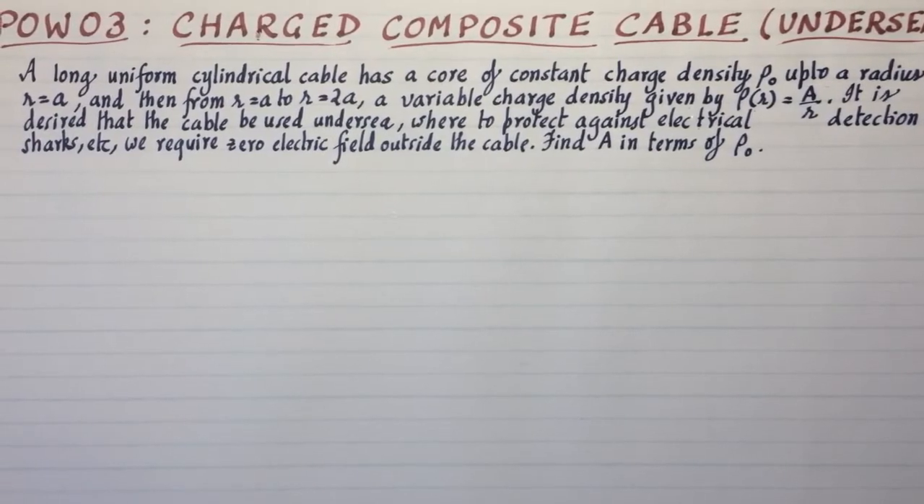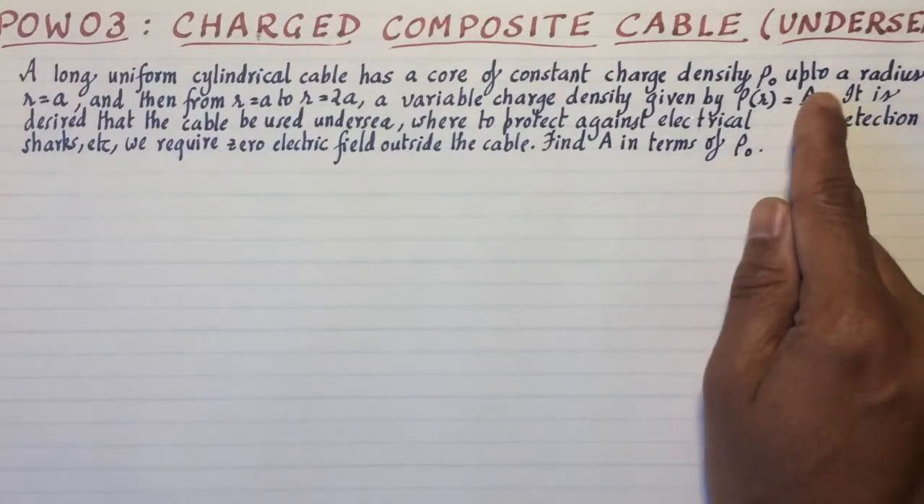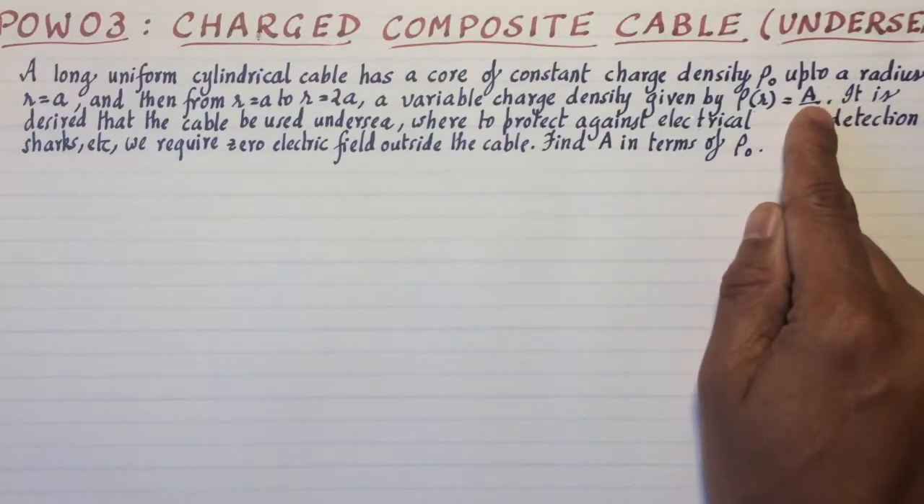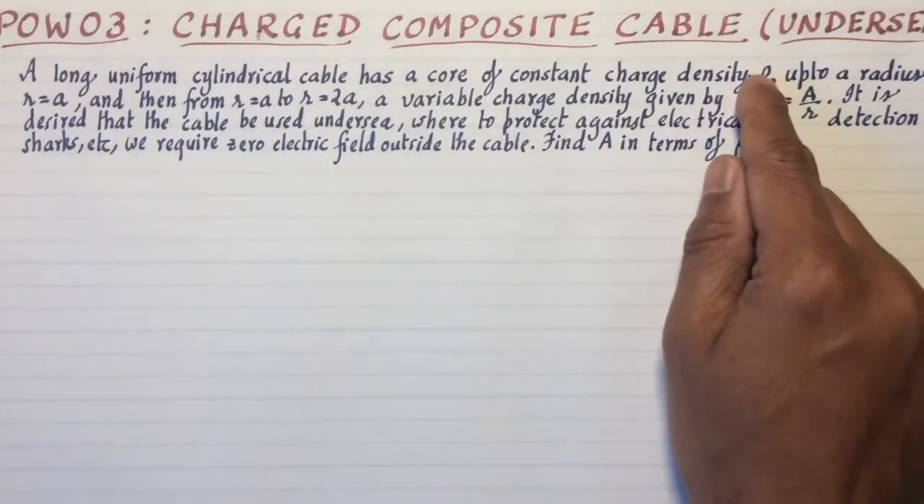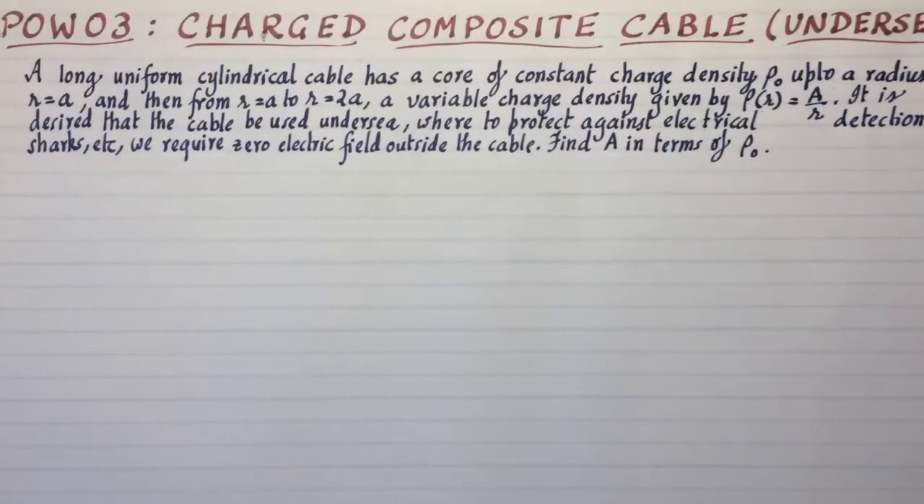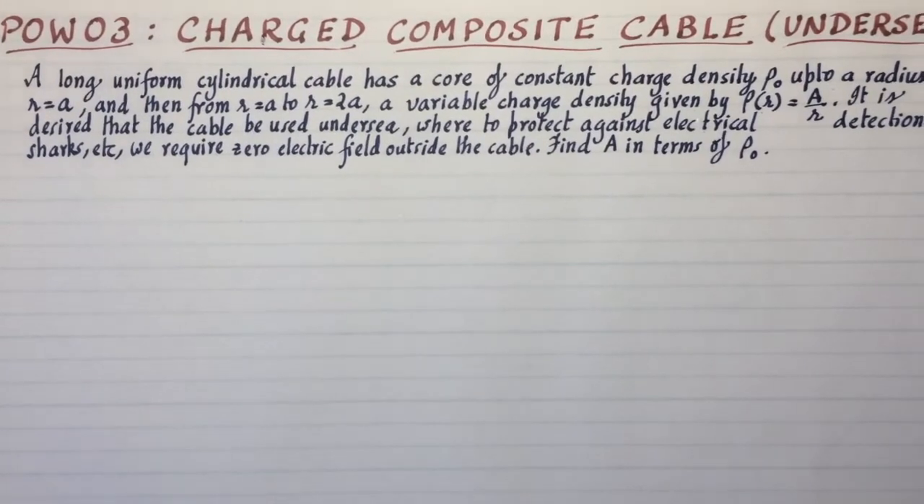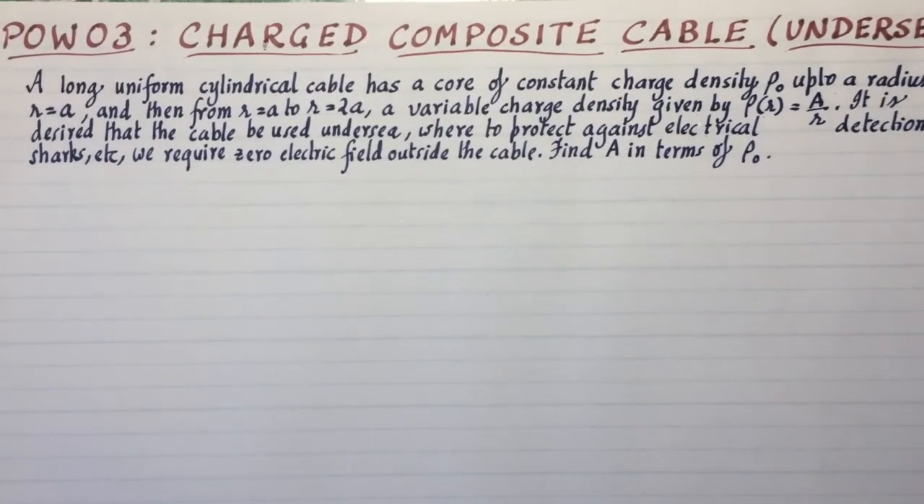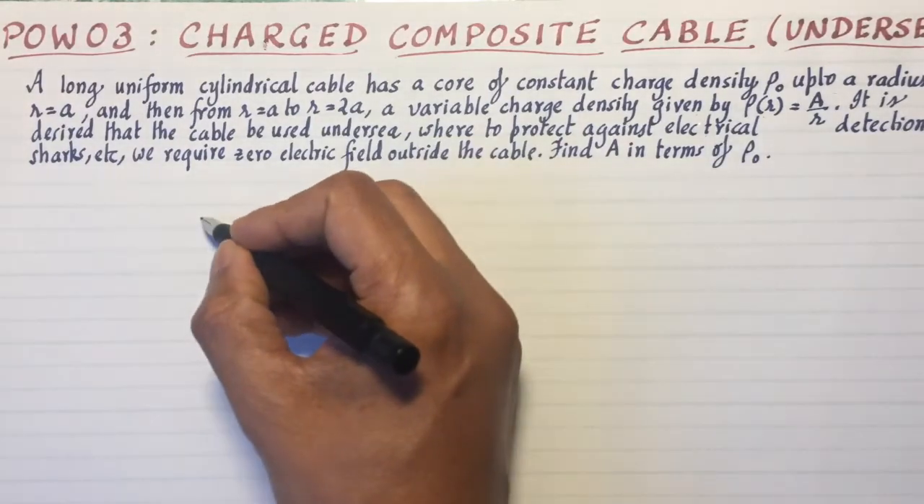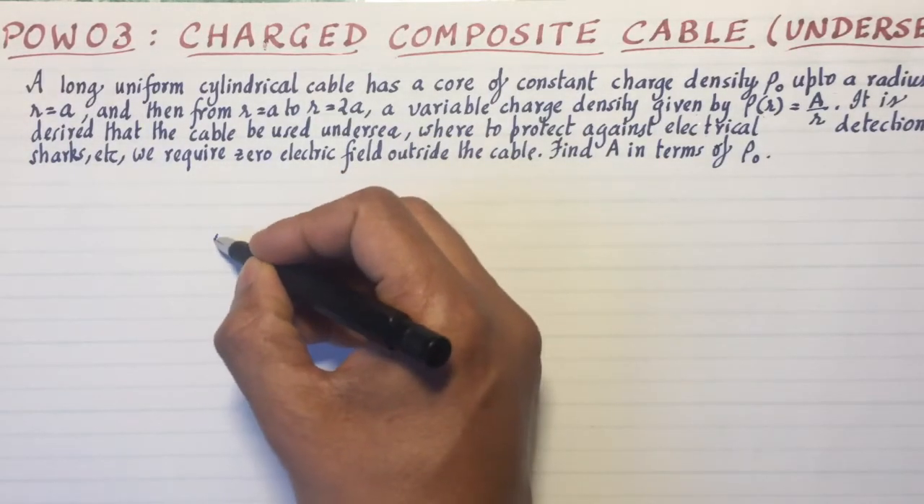The problem is to find one of the constants in the charge density outside in the outer sheath, A, in terms of rho naught, which is the charge density of the inner core part of the wire. In all these problems, the word long should be interpreted as infinity. So let's draw a sketch of the cable.